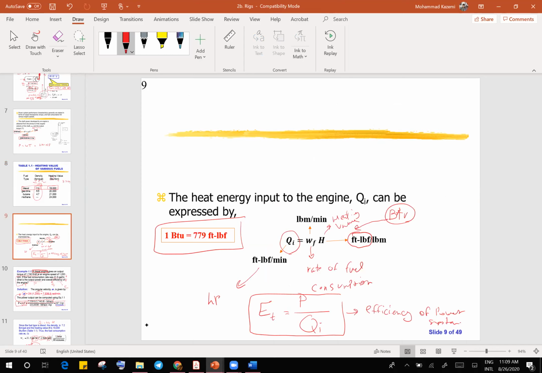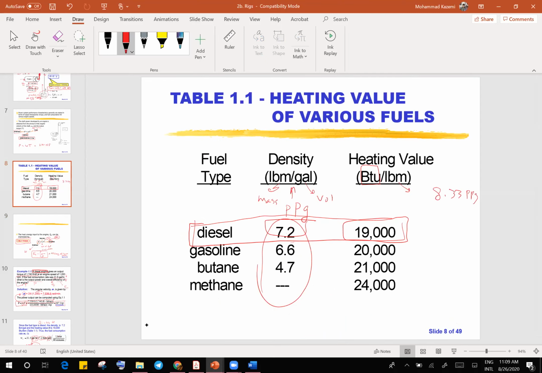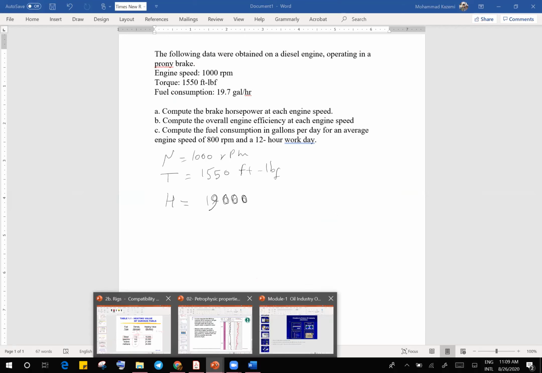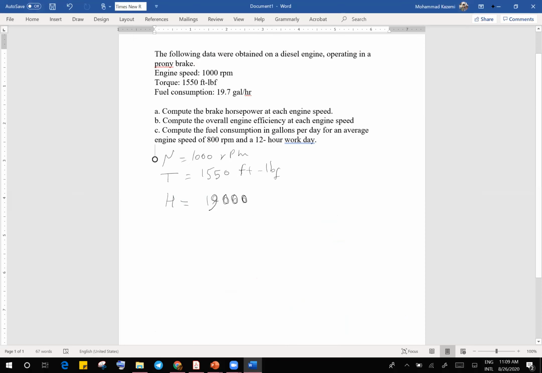So we had also this, right? The heat energy input to the engine, and this is that equation. So Q is the input, right? Feet pound force per minute. W is the rate of fuel consumption, and H is the heating value, right? So heating value listed here, 19,000. So I can go back there. Heating value, because this is a 19,000, sorry for my writing. What was the unit? BTU per pound mass.